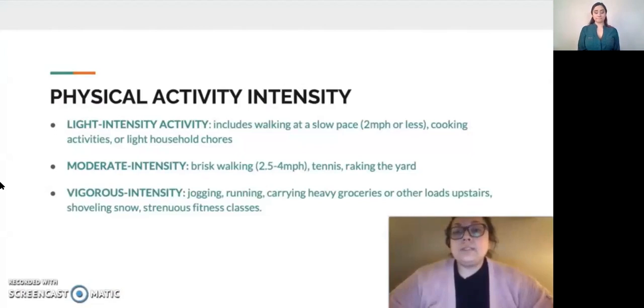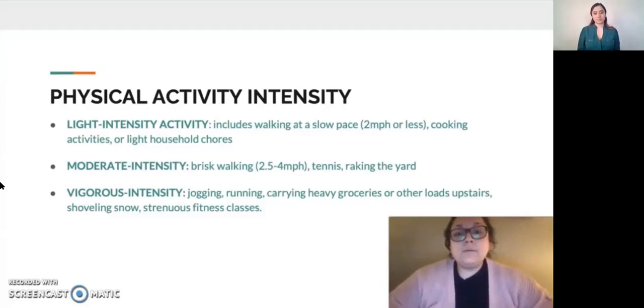This next slide, I'll be discussing physical activity intensity. Light intensity activity includes walking at a slow pace, so about 2 miles per hour or less, cooking activities, or light household chores. Moderate intensity would include brisk walking, which would be at a pace of 2.5 to 4 miles per hour, tennis, raking the yard, or any other yard work activities.